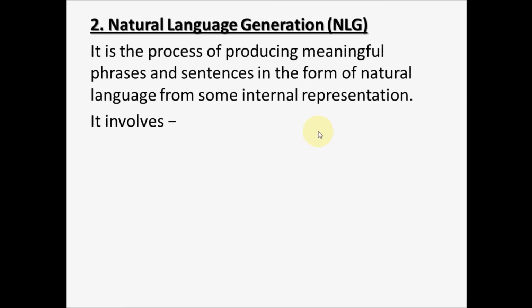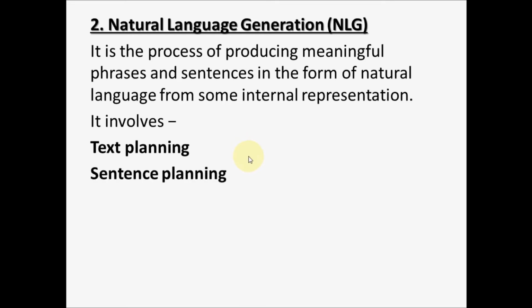The second component is natural language generation. And this is the other way around process. Now this generation is from the machine side to the humans, right? So it is a process of producing meaningful phrases and sentences in form of natural languages from some internal representation. It involves text planning. Now what is this text planning? It includes retrieving the relevant content from the knowledge base. So everything would start by retrieving the content from the knowledge base. So that is text planning.